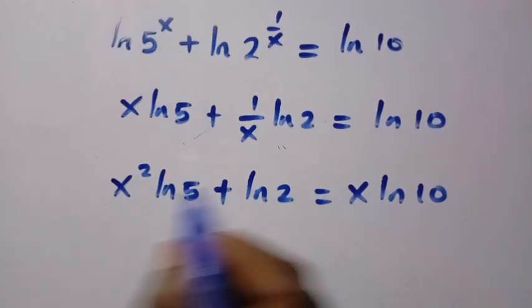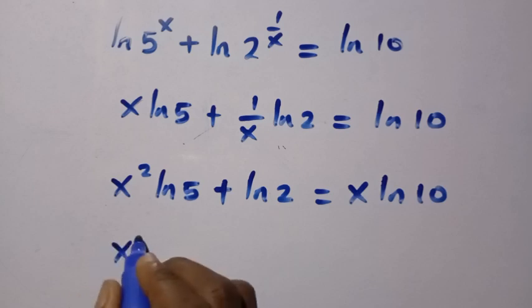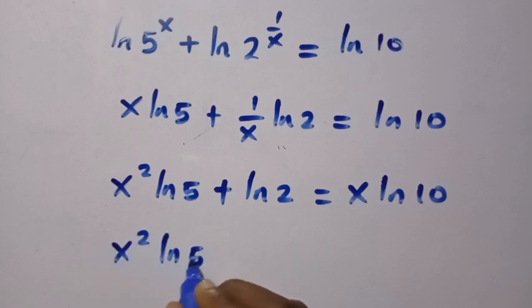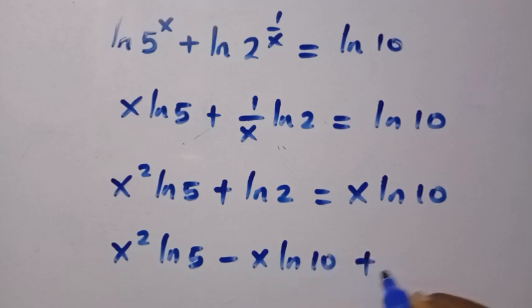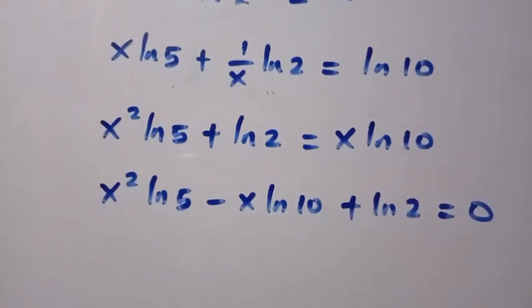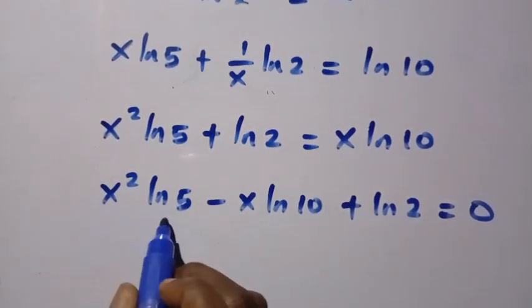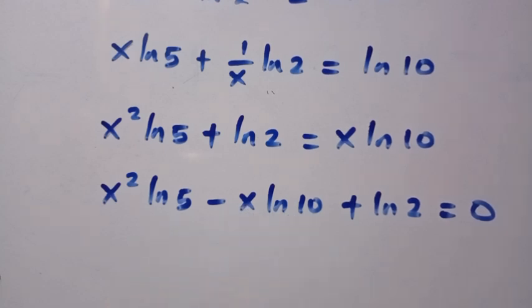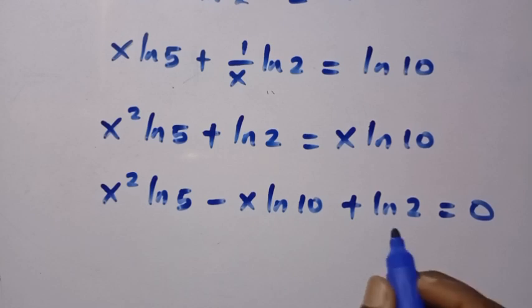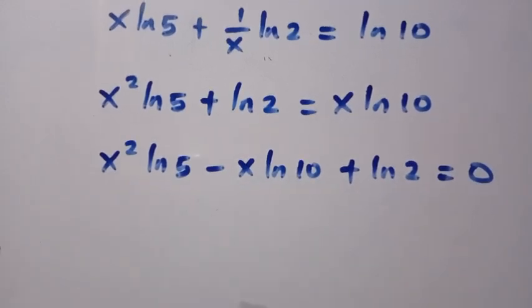And by taking this x ln 10 to this side, we have x squared ln 5 minus x ln 10 plus ln 2 equals 0. This forms a quadratic equation because this is x squared, the coefficient of it is ln 5, this is x, the coefficient of it is minus ln 10, and here is ln 2. So what to do here is we have to solve this using the quadratic formula.